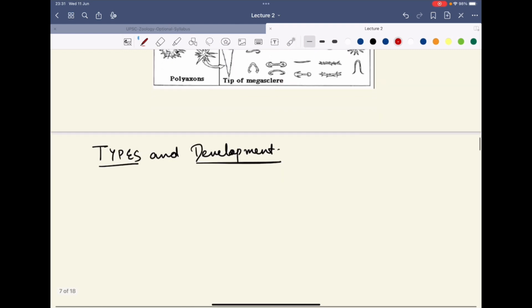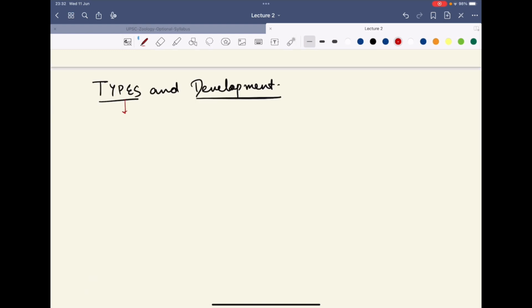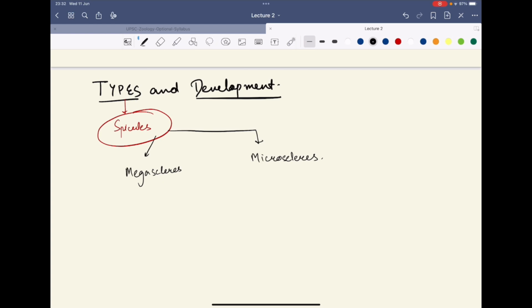Now discussing the types of these skeletal components, the spicules are generally of two types. One is the megascleres, and the second one is the microscleres. Mega are larger in size and micro are smaller in size.